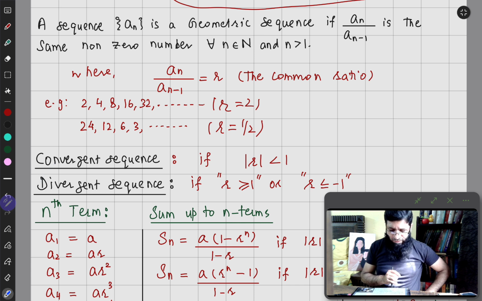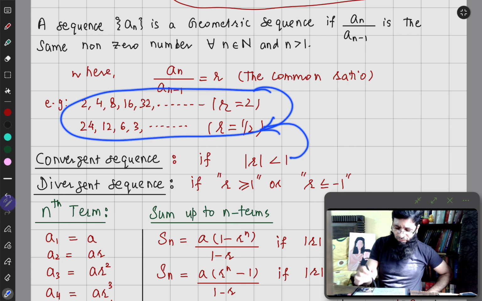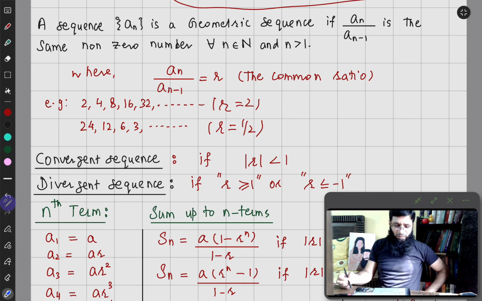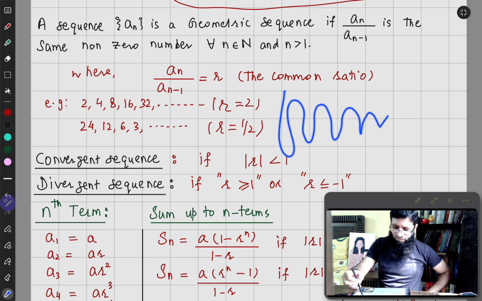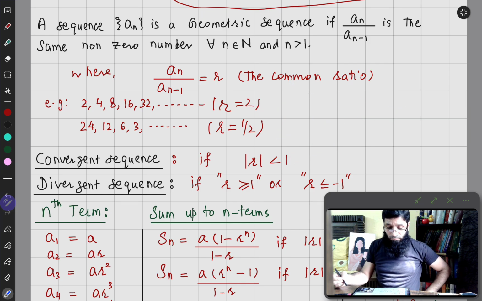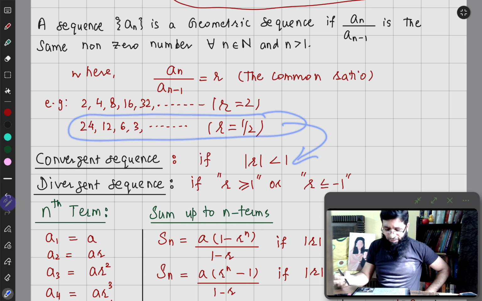First of all, let's discuss the convergent sequence. Basically, the absolute value of r must be less than 1 for a convergent sequence. From these two sequences, we can easily see that this sequence is a convergent sequence because any number is less than the previous number. You can see 12 is less than 24, 3 is less than 6. So this type of sequence is converging to a specific limit. So this sequence is a convergent sequence in which the absolute value of r is less than 1.